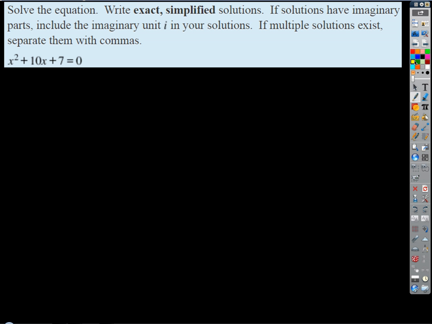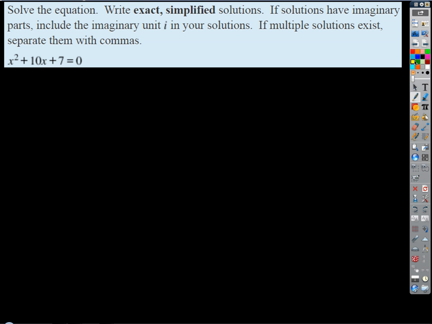Five and 2. Okay, so what about this one? Are there magic numbers that multiply to 7 and add to 10? X plus 5 times x plus 2? No, they don't multiply to 7 and add to 10. Factors of 7.